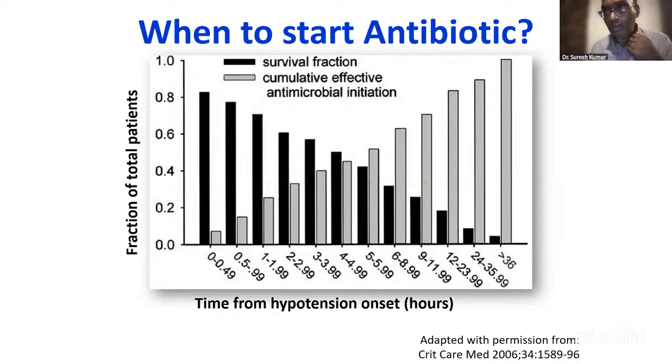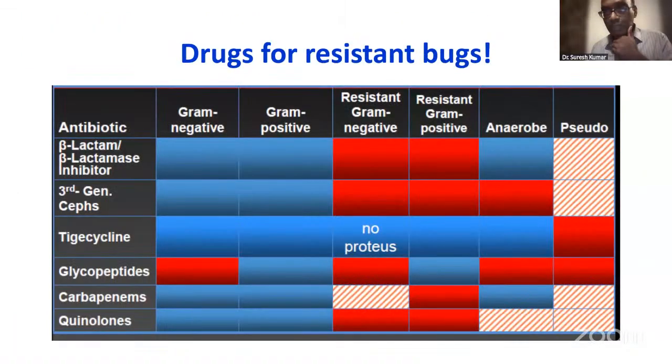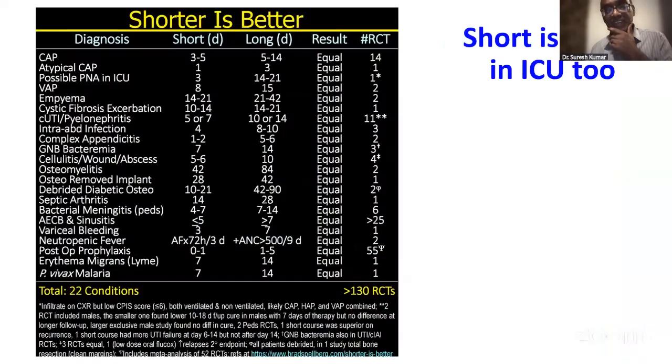This paper created a lot of confusion: within 1 hour, I need to start antibiotics. This is the famous Anand Kumar's paper. But now meta-analyses show that if the person is stable, not a neutropenic host, not a newborn, not elderly, not immunosuppressed, you first make a diagnosis of sepsis and then start antibiotics. Which drugs to start depends on the spectrum, the site of infection, and the previous antibiotic.